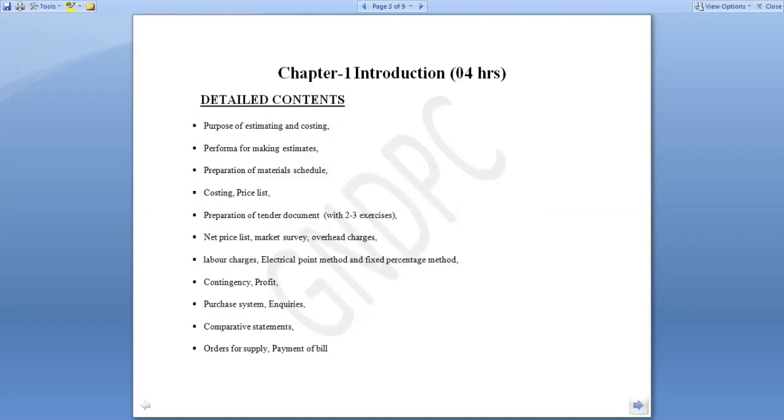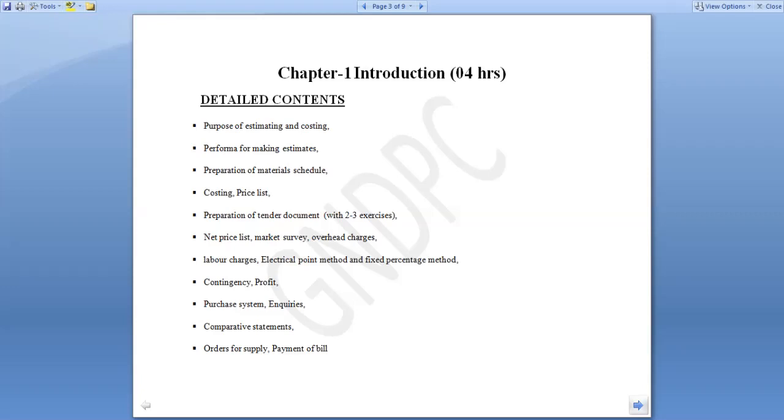Talking of the first chapter, Introduction, the contents are the purpose of estimating and costing, meaning why estimating and costing is required basically. Then a proforma for making estimates, which will be the mathematical part involved on the made formats. Then preparation of material schedule, costing, price list, preparation of tender documents, and we'll be practicing 2-3 exercises as well. Net price list, market surveys, overhead charges.